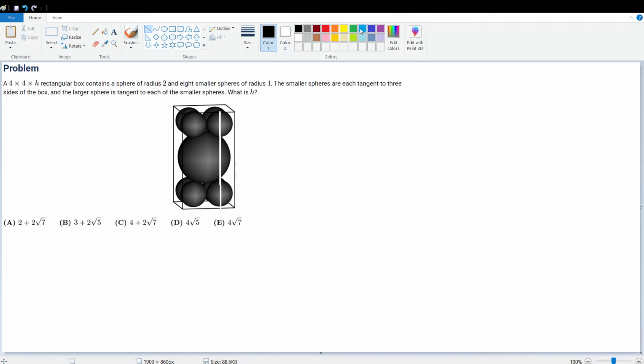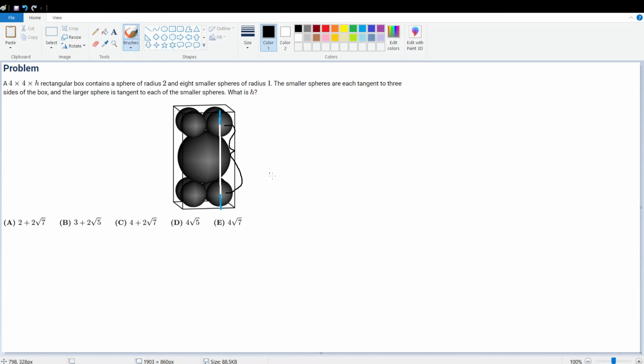And we also know, let me just mark this in blue this time, that the distance from the center of one of these smaller spheres to the top or bottom of the box, depending on which sphere you're looking at, is of length 1. We know that just because the problem states that the smaller spheres are each tangent to 3 sides of the box, and one of these faces is going to be the top and the bottom. So all that's left to find, and what the problem is really asking for, is this length right here, this white segment.